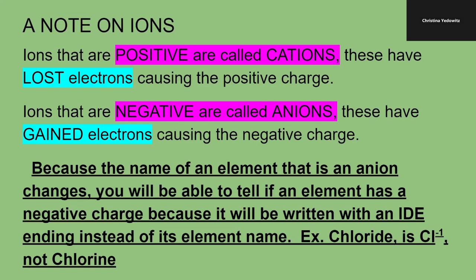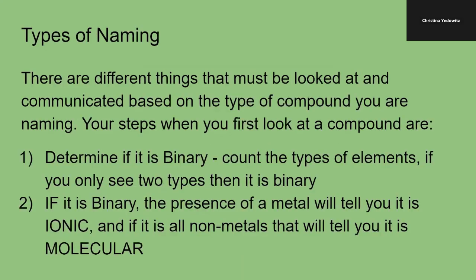Okay. This is some general knowledge. Positive ions are known as cations, and negative ions are called anions. We'll come back to that. But let's talk about these actual rules.